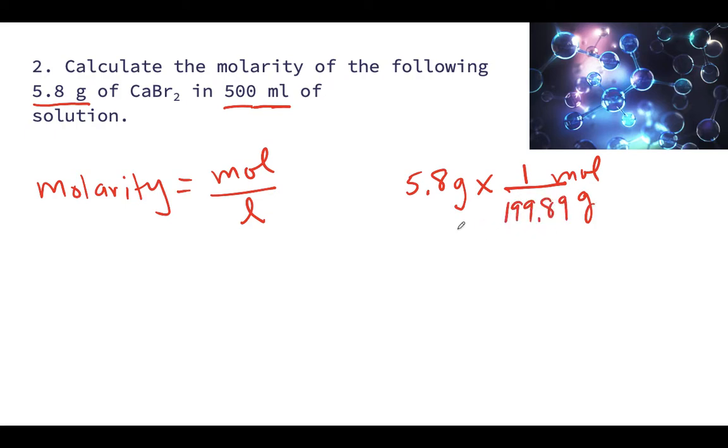199.89 grams. And then these cancel out. And we basically do 5.8 divided by 199, which is 0.029 moles. That's the unit that we have left. And we are ready to put that in our equation. But we need to do this 500 mils one now.